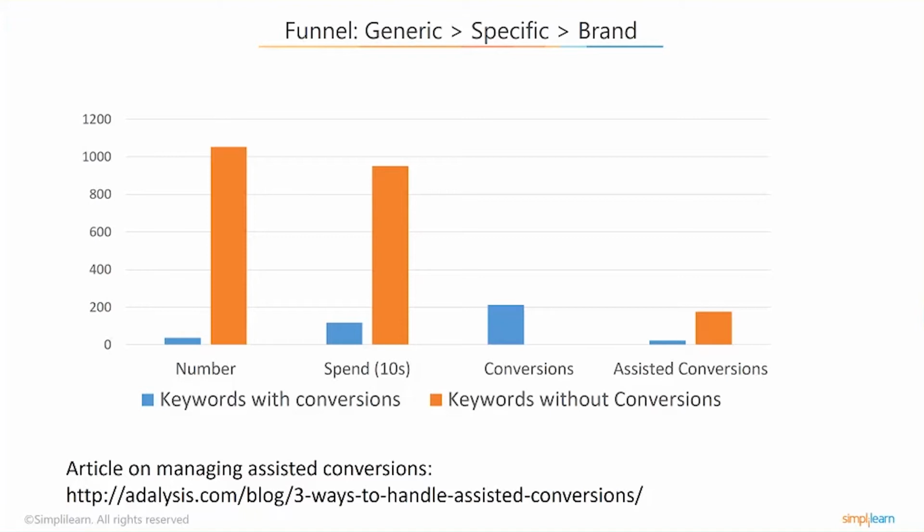So if you have keywords that aren't performing, it's important to ask whether they're not performing due to your attribution model. If you're using last click, they may not look like they're performing, but they're driving the searches that lead to the conversions.